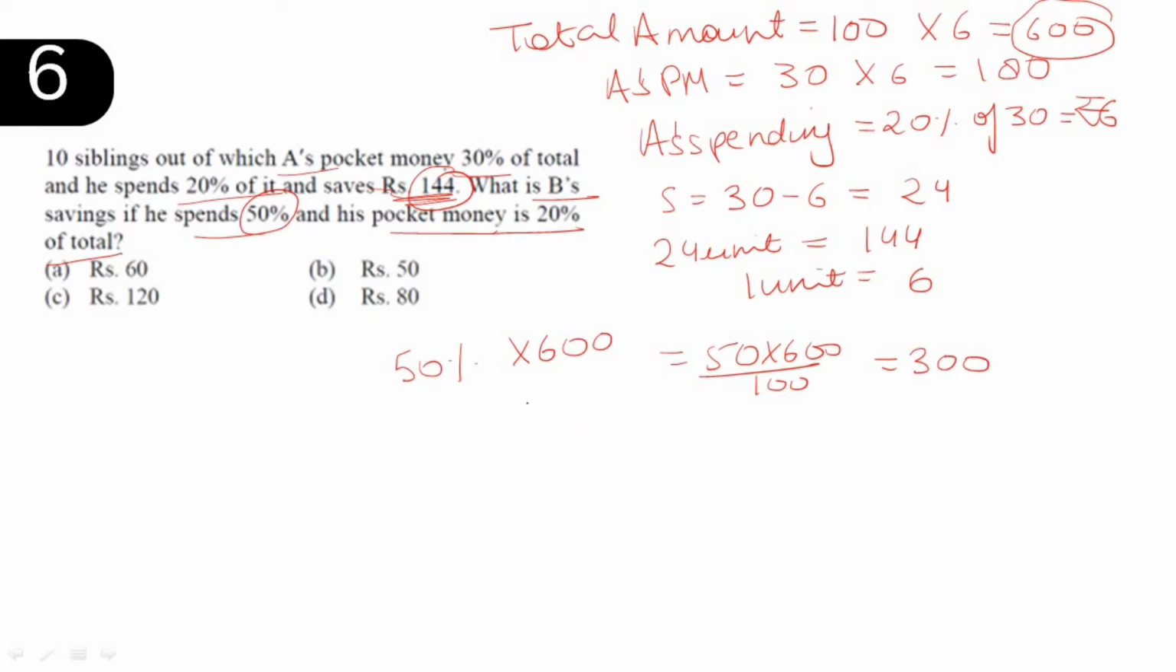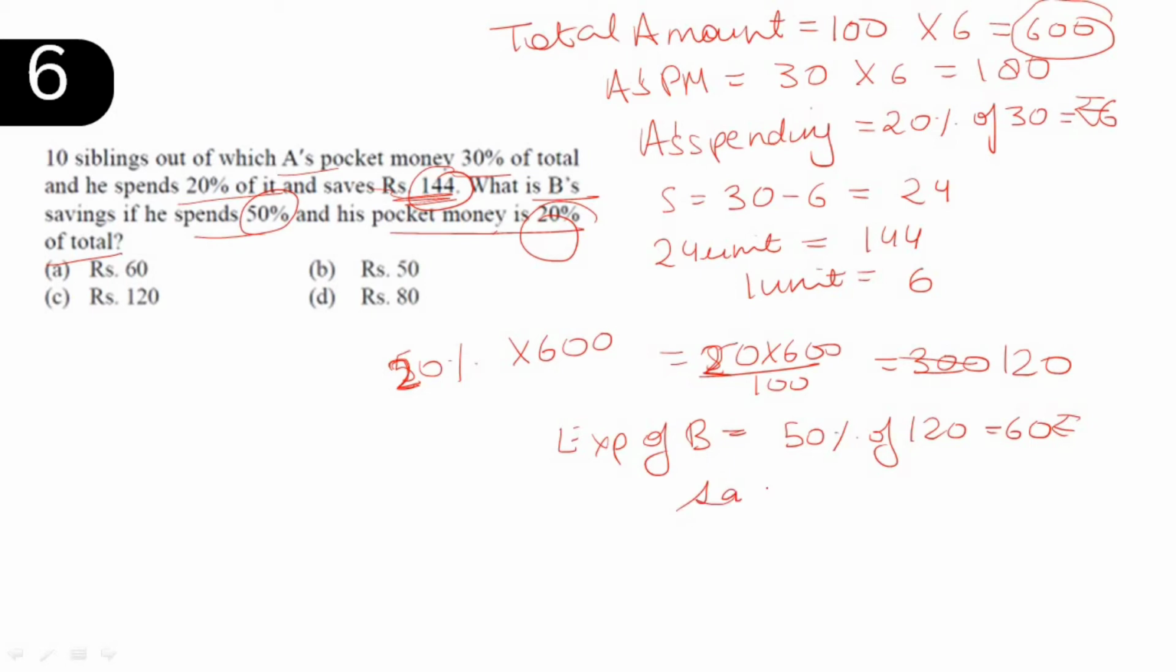And okay, sorry, there was a mistake. 20% of the total. B's pocket money was 20% of the total, not the 50%. Sorry, 20% of total. Okay, so B's pocket money is not 300, it is 120 rupees. Okay, so B's pocket money is 120 rupees, out of which he spends 50%. So expense of B is equal to 50% of 120 is equal to 60 rupees. So he saves, what he saves? He saves 120 minus 60, which is 60. Got it?